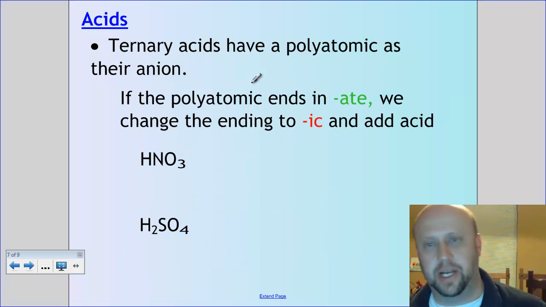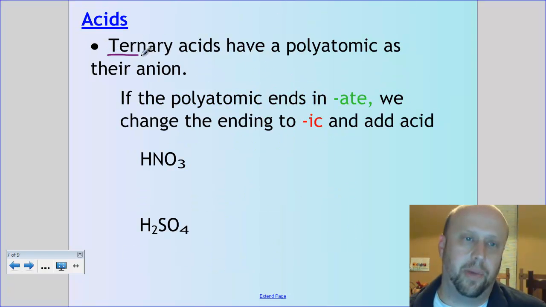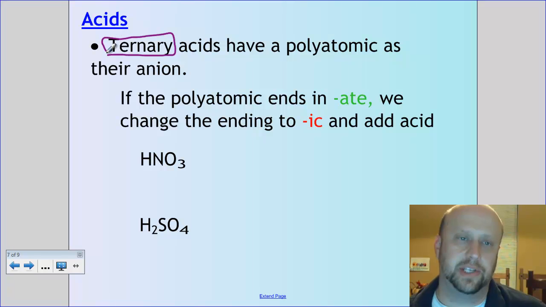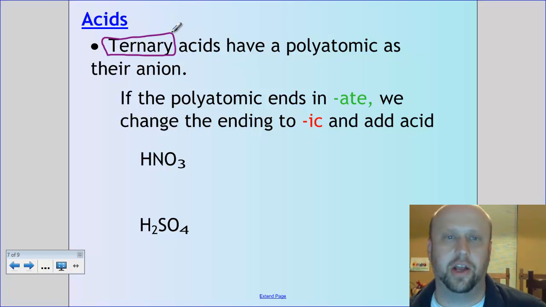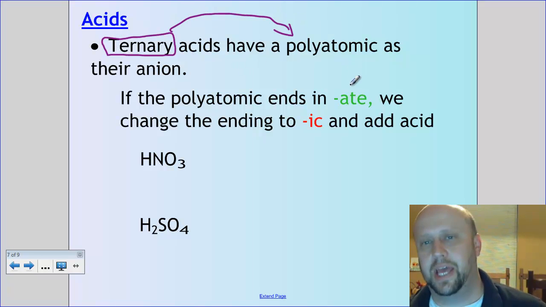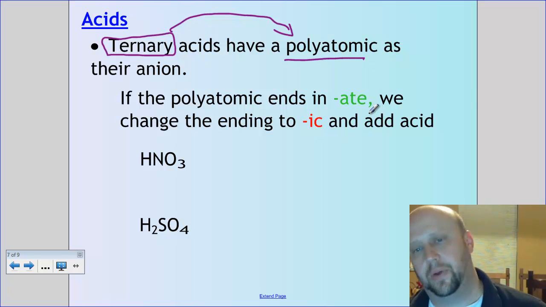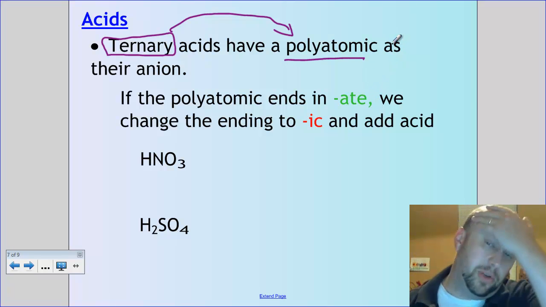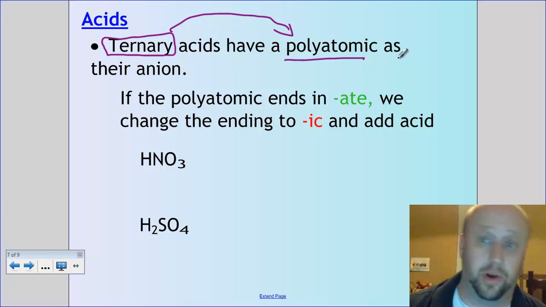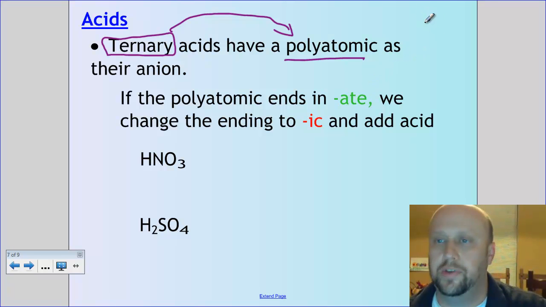Those are binary. Now, most acids, though, are not binary. They're what we call ternary acids. Now, remember when we talked about ternary ionic compounds? We said that it meant that they have a polyatomic. Okay? So almost all of our polyatomics, at least all the ones that we're going to worry about for acids, they all end in one of two things. They all end in either ATE or ITE.